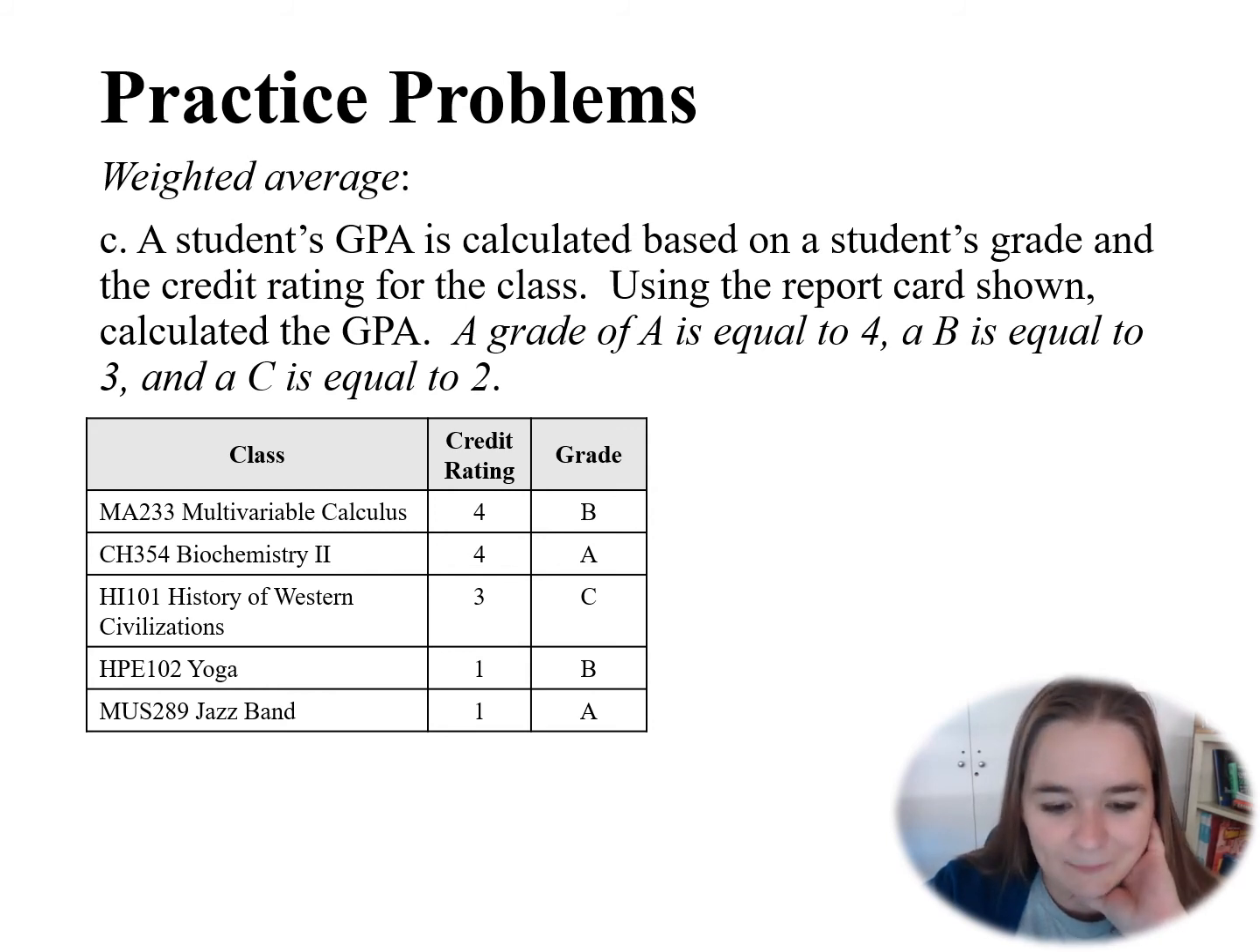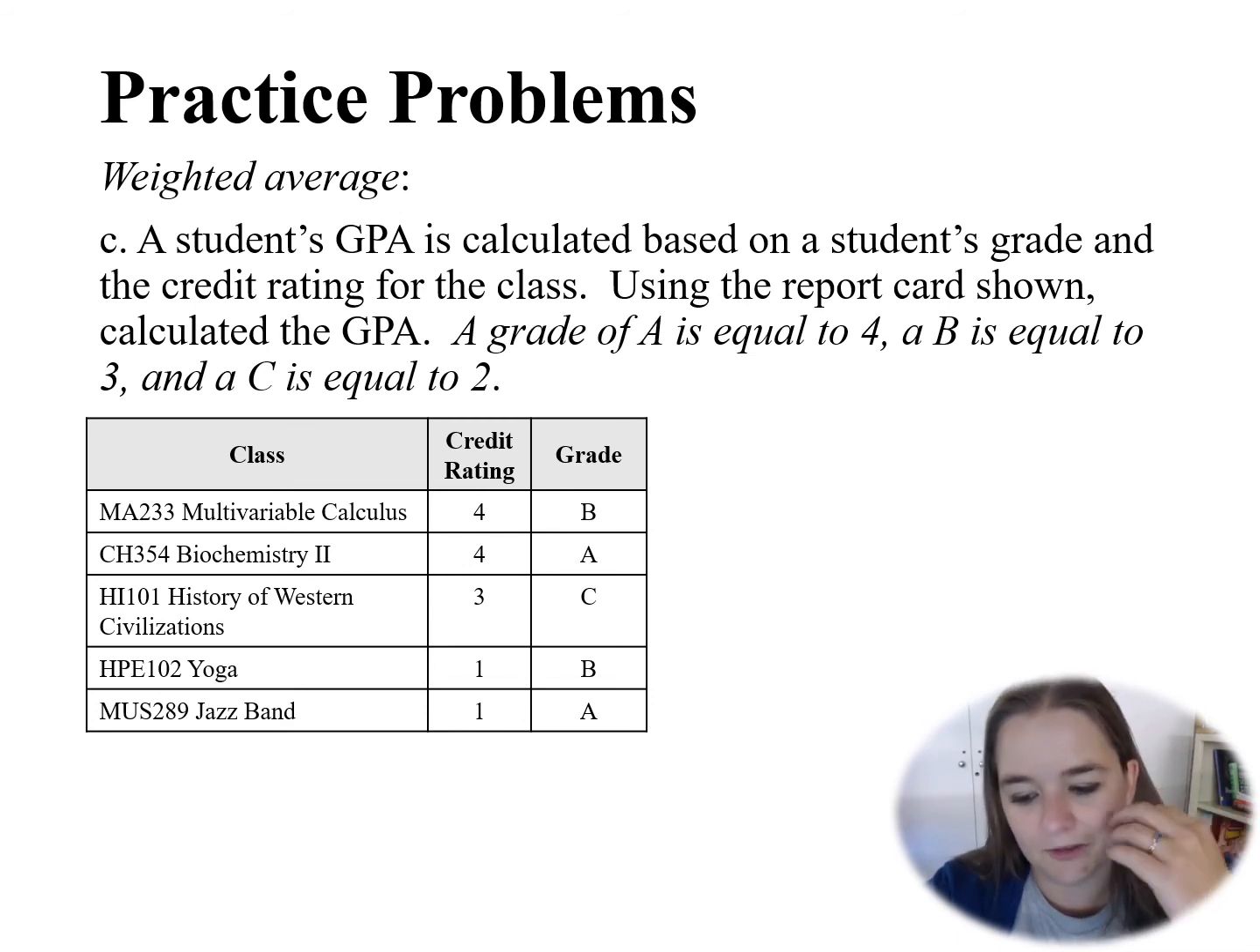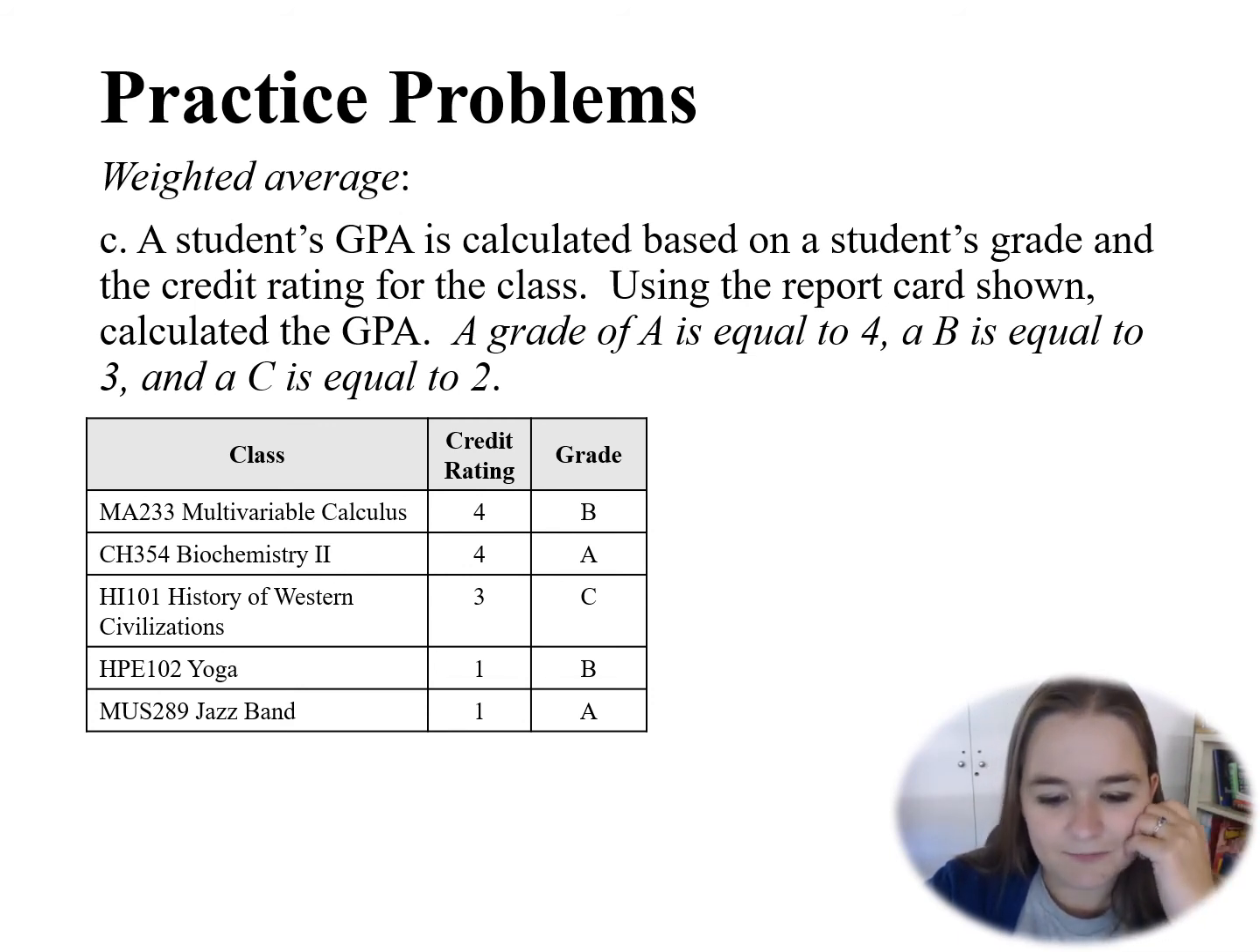So this one here, I pulled some classes out of Carroll's catalog. And in college, different classes have different ratings. High school, most classes are worth either 1 credit or half a credit. But in college, you'll have some classes that have a lab portion that'll be worth 4 credits. You'll have some worth 3, 2, 1. Credits tell you basically the amount of work required for the class.